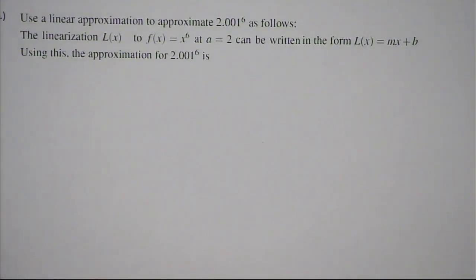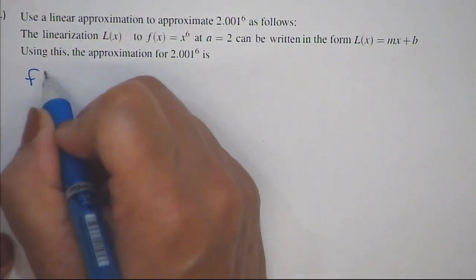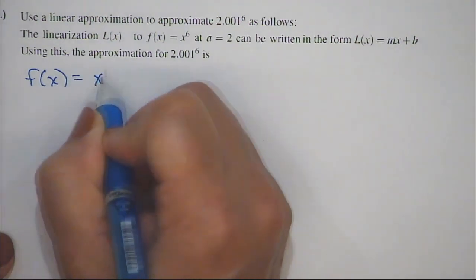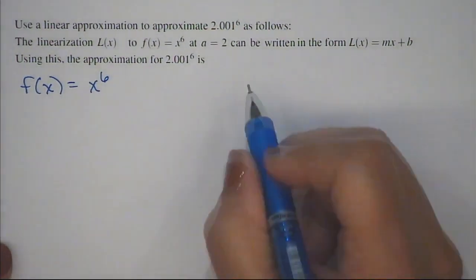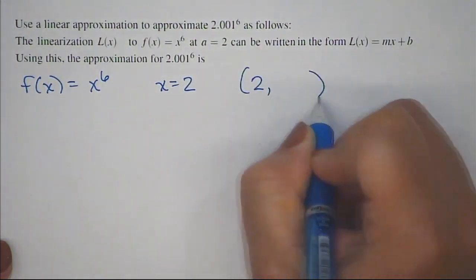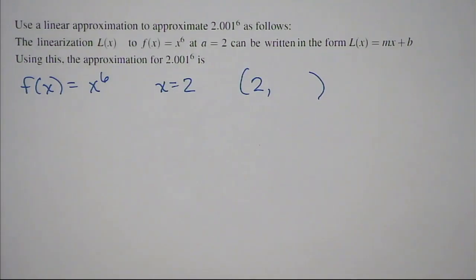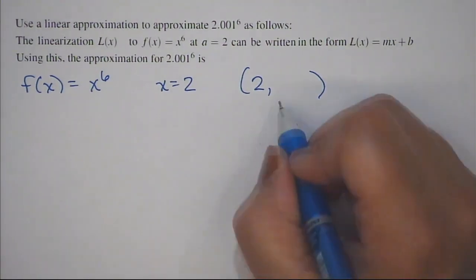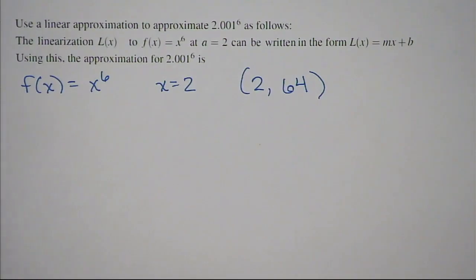All right, so we're going to start with our function. We have that, x to the 6th. We have our x value, which is 2. So we need our ordered pair. Okay, so put 2 in the original function, raise it to the 6th power. So 2 to the 6th power is 64. So there's our ordered pair.